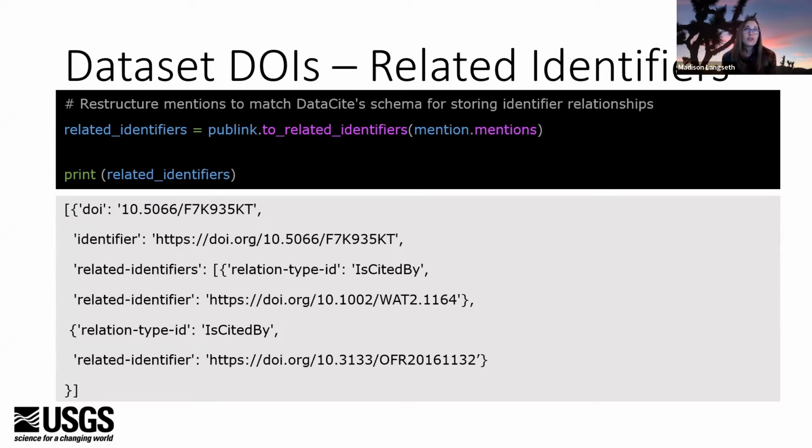One thing that you can do with the results from the searches on DOIs or DOI prefixes is to restructure the mentions to match the DataCite schema for storing identifier relationships. And we use this feature to easily add our findings to our DataCite DOI metadata.